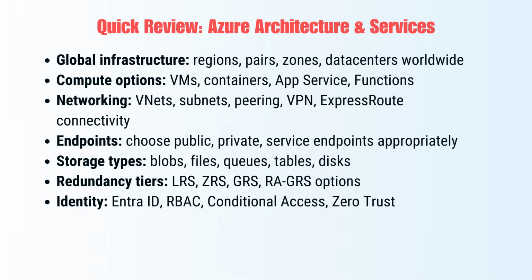Storage choices are blob, files, queues, tables, and disks, combined with access tiers, hot, cool, archive, and redundancy options, LRS, ZRS, GRS, RA-GRS. Identity and access rely on Microsoft Entra ID, with supporting concepts like hybrid identity, external identities, RBAC, role-based access control, conditional access, and zero trust.